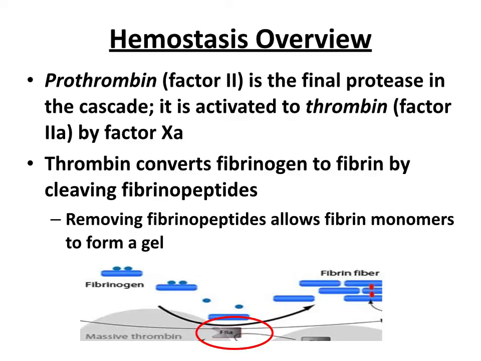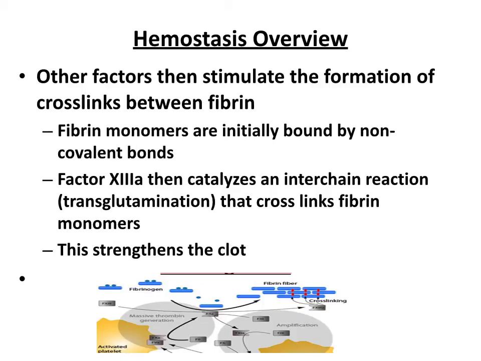Okay, other factors, once you've got thrombin activated, you've got fibrinogen cleaved to fibrin. Other factors are then going to stimulate the formation of cross-links between fibrin. Those fibrin monomers initially get bound by non-covalent bonds, but then you get this factor 13A that catalyzes an interchain reaction, so you get transglutamination that cross-links these fibrin monomers, and so you've got a strengthened clot.